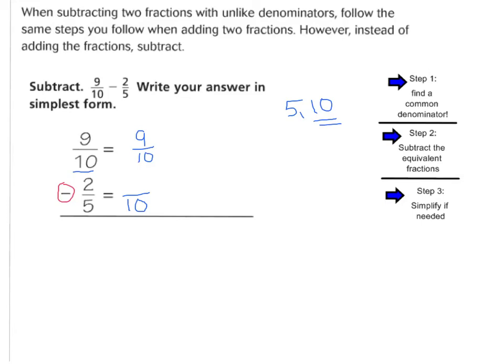So let's see how I got 10 to be my denominator. Well, 5 times 2 is 10, so 2 times 2 is 4. Now I can subtract. Make sure to circle your sign. 9/10 minus 4/10 is 5/10. So that's my answer. But remember, step 3 says to simplify if needed. Well, I know that 5 is half of 10, so that must mean that 5/10 is equal to 1/2. So that's my final answer.